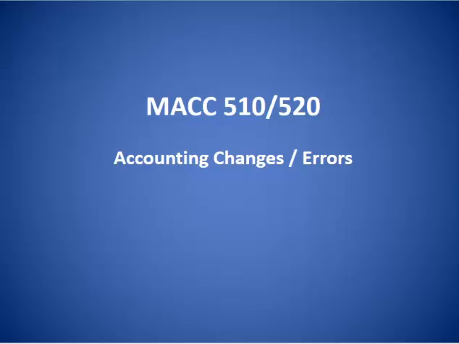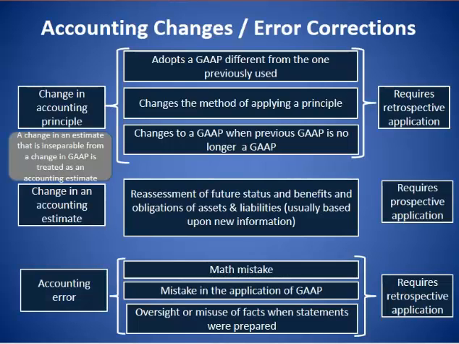Now, there are three categories of accounting changes and errors that can occur within financial statements. The first one is what we call a change in principle. The second one is a change in an accounting estimate, and the third one is an accounting error.